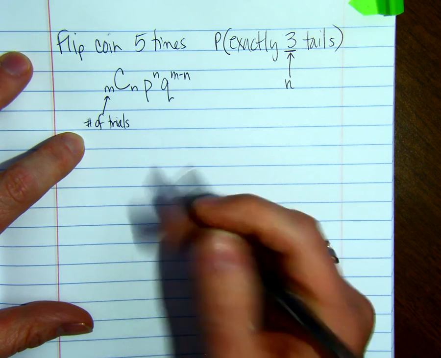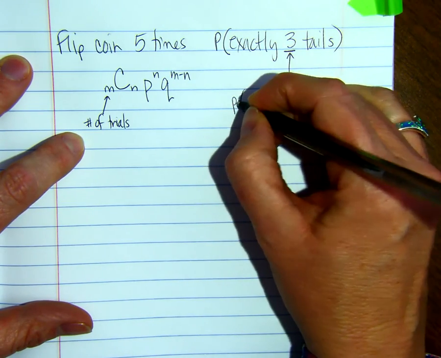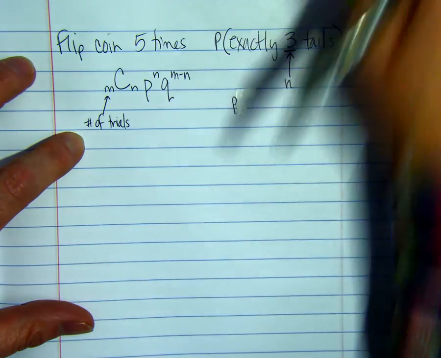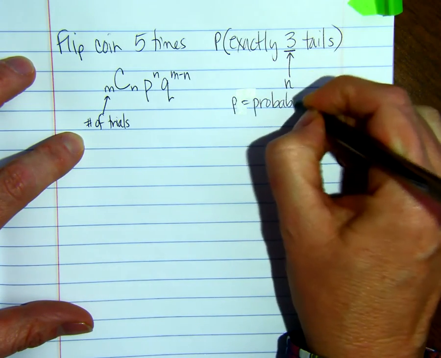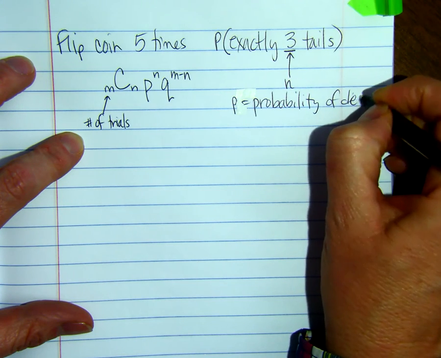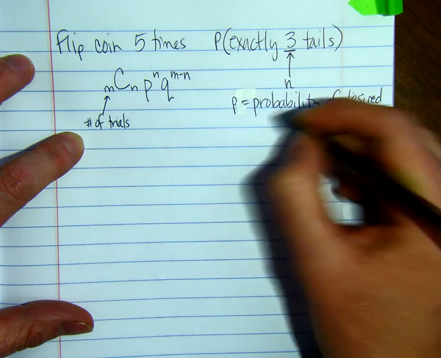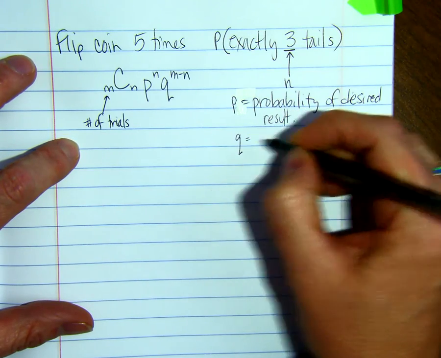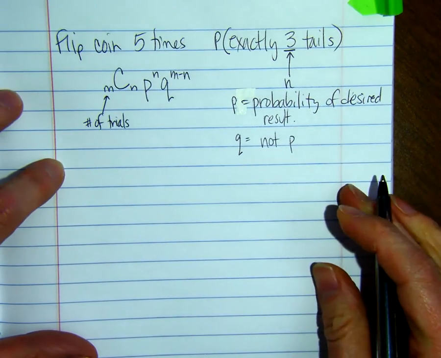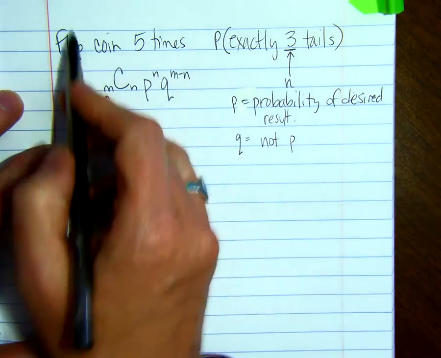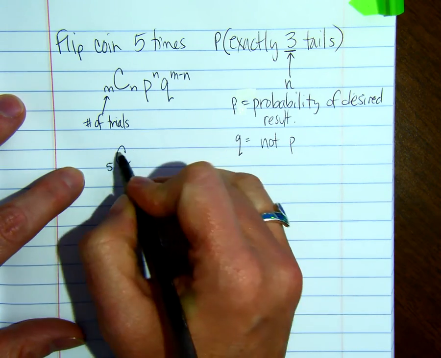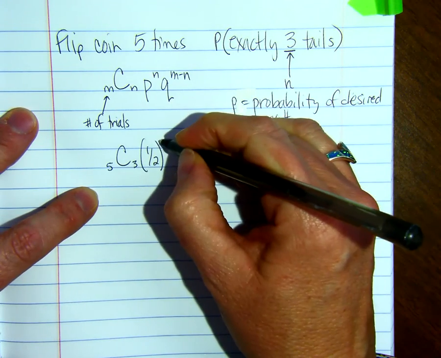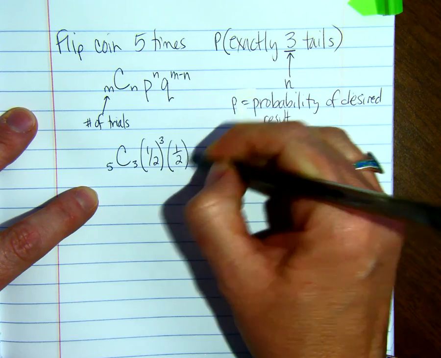P is the probability of the desired result. So we want tails, so we want the probability of getting tails. And then Q is basically the probability of not P. Those just would be heads. So to solve this problem, we're going to do the combination of 5 items chosen 3 at a time, P, so we want the probability of tails, which is 1/2, raised to the 3 times 1/2 raised to the 2.